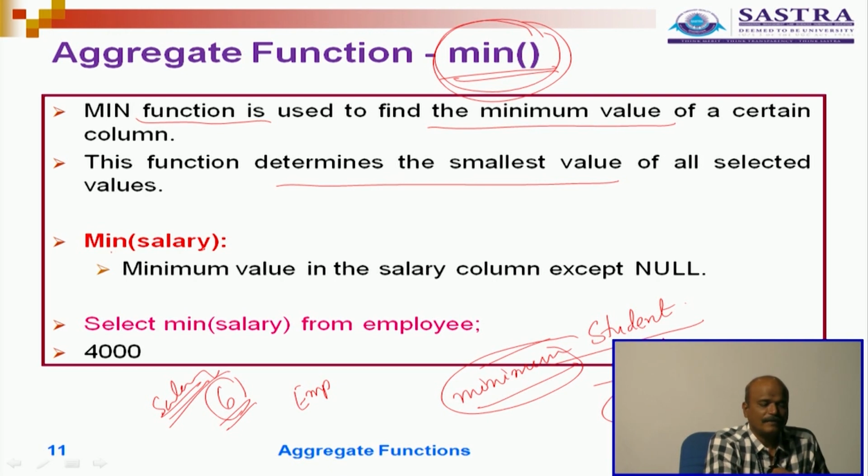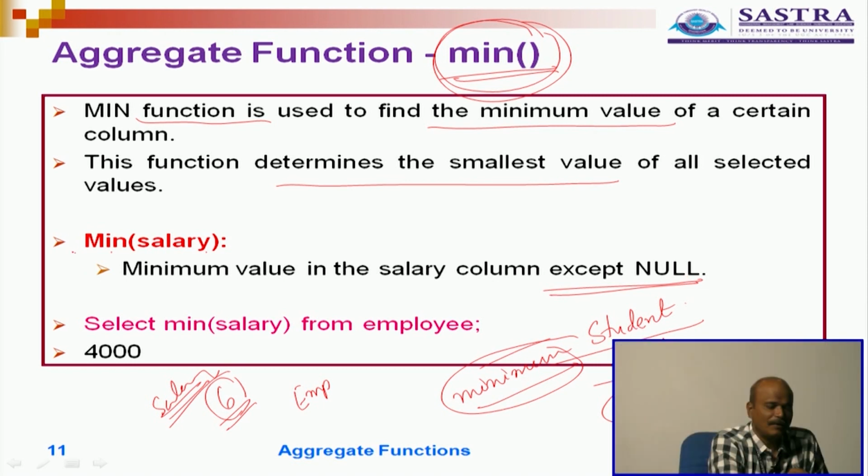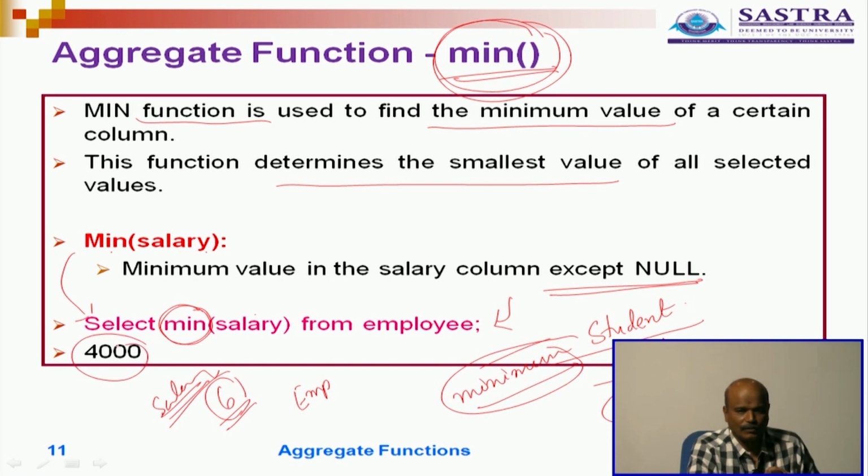So min of salary. Again, it won't consider the null value. What command do you have to use? The command is select min of salary from employee. MIN stands for minimum. From the employee table, from the salary column, I want to retrieve the record with the minimum value. Once you press enter, the output given by the system is 4000.